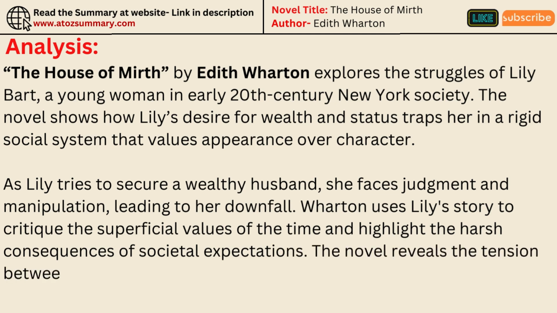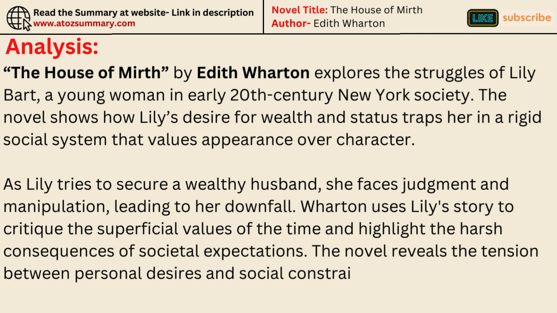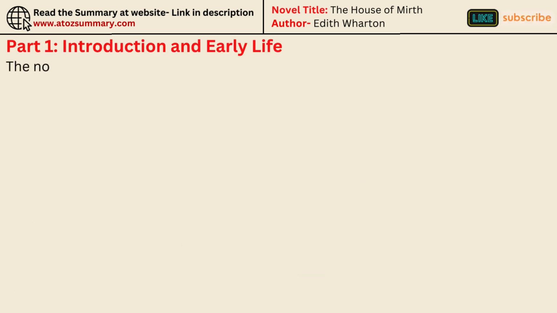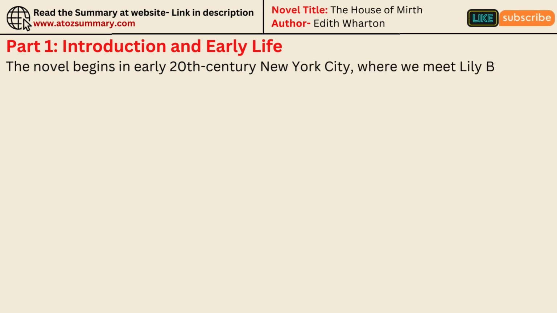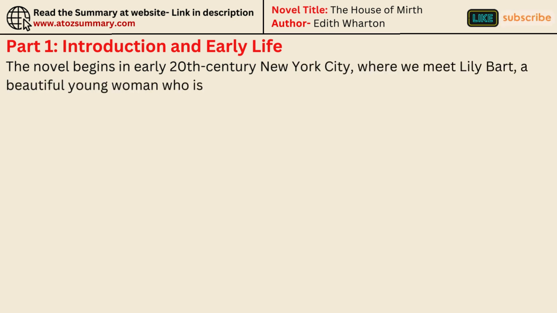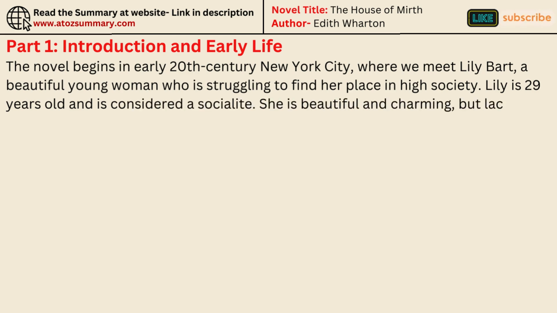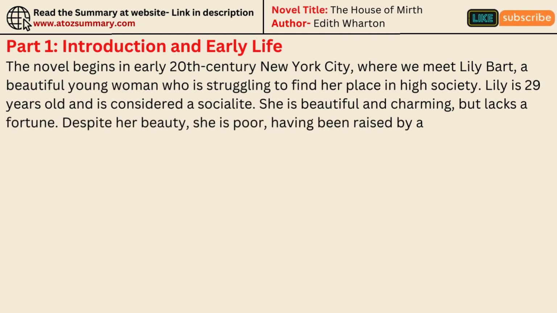The novel reveals the tension between personal desires and social constraints, illustrating the often cruel impact of high society on individual lives. The novel begins in early 20th century New York City, where we meet Lily Bart, a beautiful young woman who is struggling to find her place in high society. Lily is 29 years old and is considered a socialite. She is beautiful and charming, but lacks a fortune. Despite her beauty, she is poor, having been raised by an aunt who left her with little money.